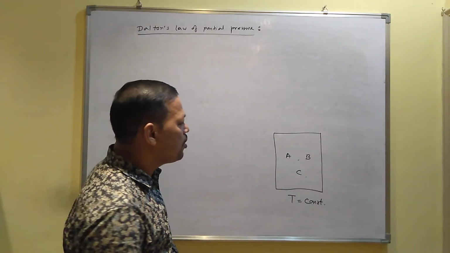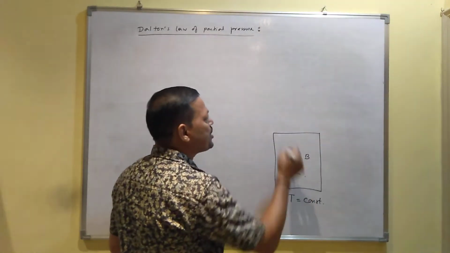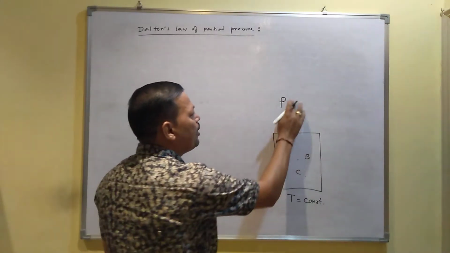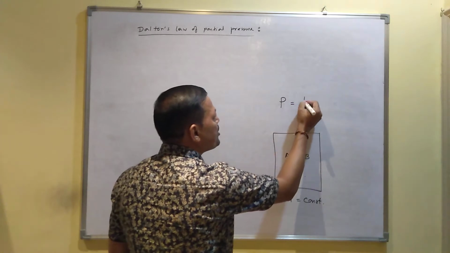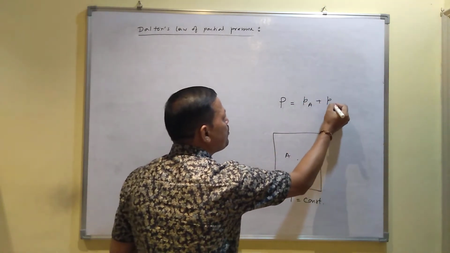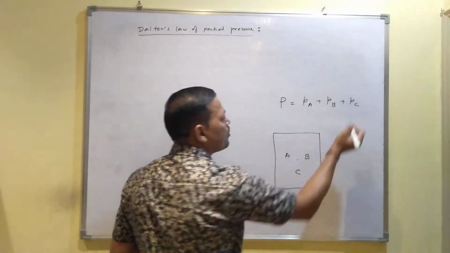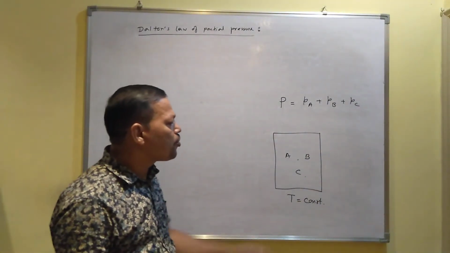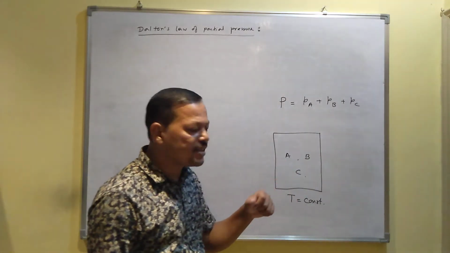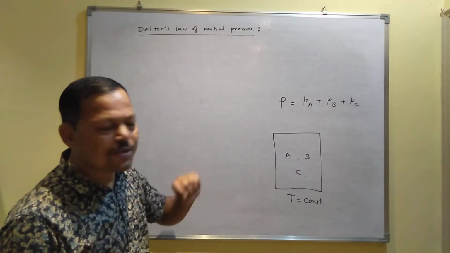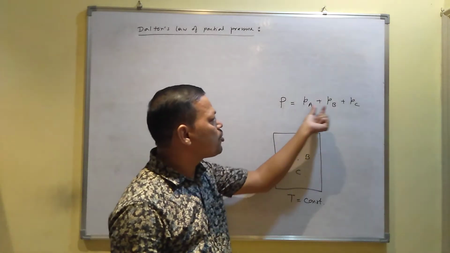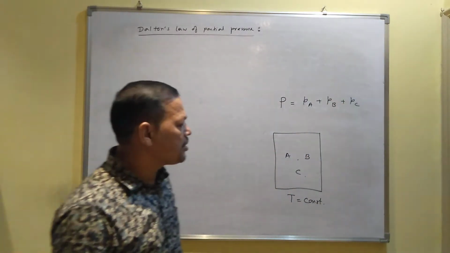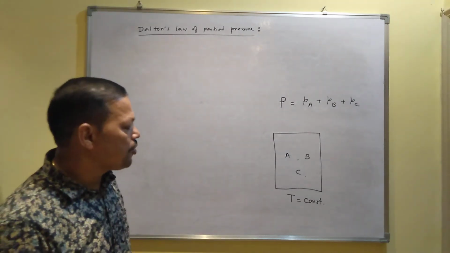According to Dalton's law, the total pressure of the gas mixture, which is represented by capital P, is equal to the summation of the partial pressures, I mean PA plus PB plus PC. This is according to Dalton's law. I mean, when two or more non-reacting gases are enclosed in a vessel, then the total pressure of the gas mixture is equal to the summation of the partial pressures of the individual gases at constant temperature. This is called Dalton's law.